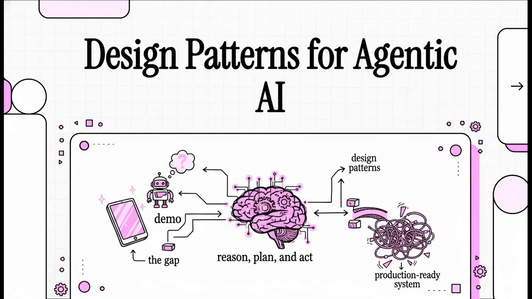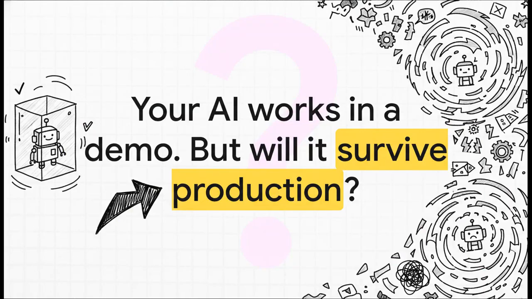Agent AI, it's a huge promise, right? We're talking about systems that can reason, plan, and actually do things on their own. But let's be real. There's a massive gap between a flashy demo and a production-ready system that you can actually rely on. So, in this explainer, we're going to break down the design patterns you absolutely need to bridge that gap.